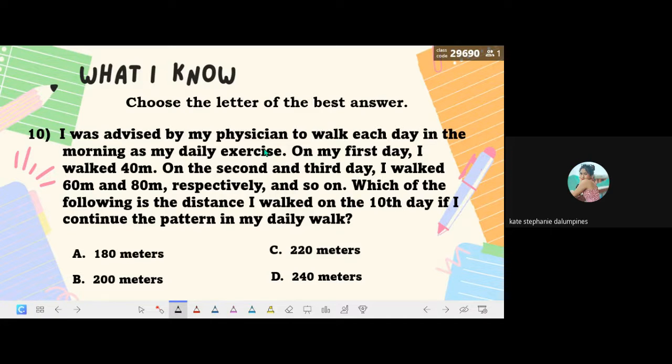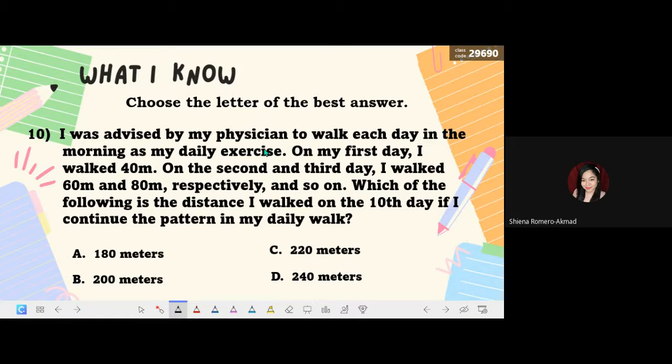Okay. So, thank you. Ano kung may answer na sila? So, yes, sir. Letter C po. Why is it letter C? Kasi po plus 20 po yung dagdag sa meters na tinatakbo niya kada araw. Pangatlong araw pa lang po yun.